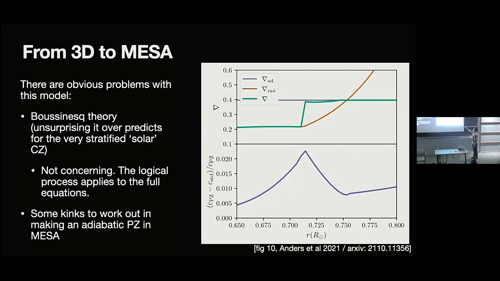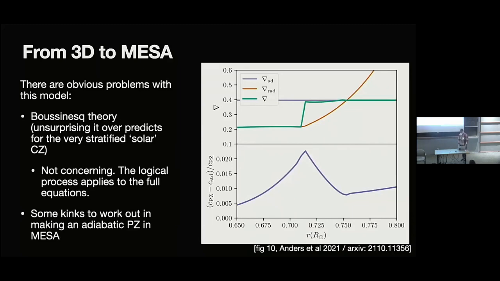There are also some kinks to work out in the MESA stuff. You can see this is not perfectly adiabatic. My understanding is that when Adam set grad to grad ad here, MESA decided this is all convection zone, and then it did some weird things. So he tricked it and set it a little lower. So we have to fix that.